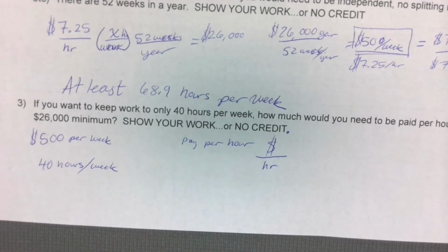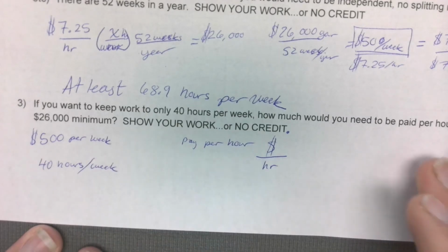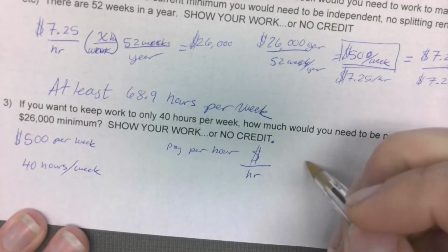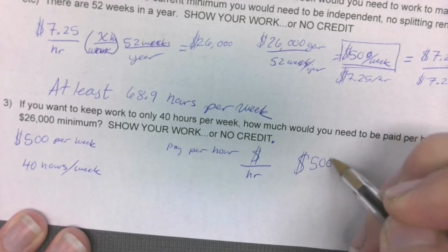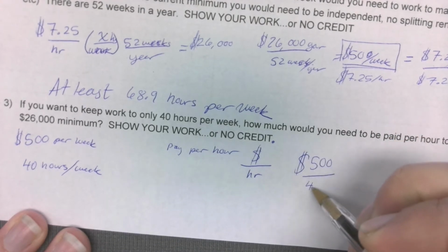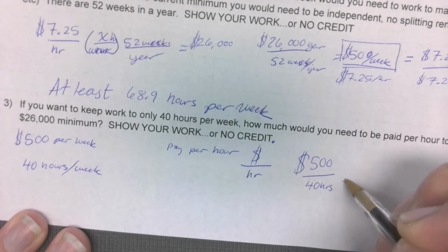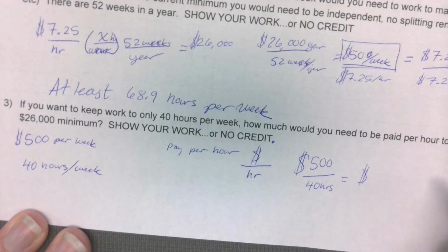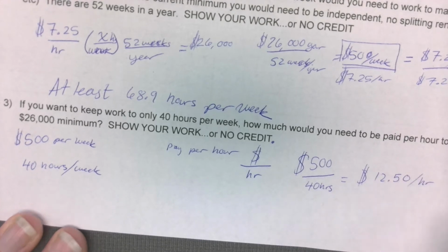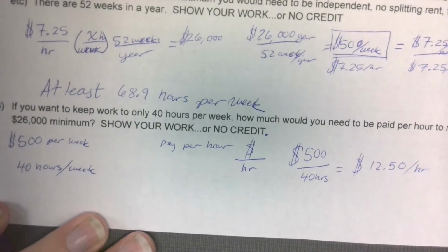So what's on top? So you should have some work here that shows us $500 over 40 hours. Tell me what you get. So how much you need to make at least $12.50 an hour just to survive on your own.